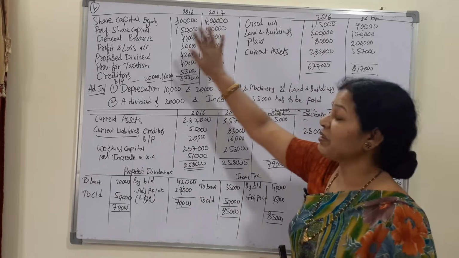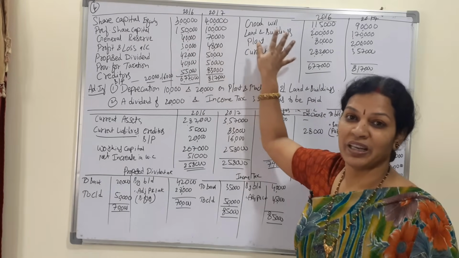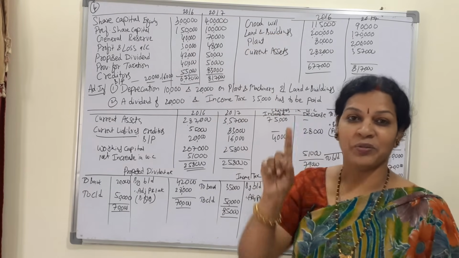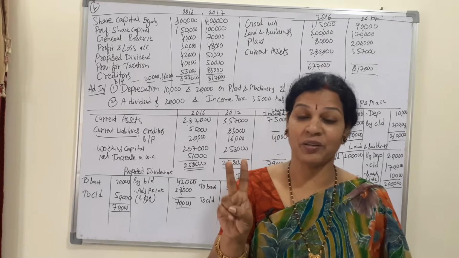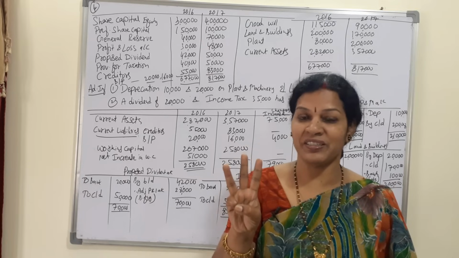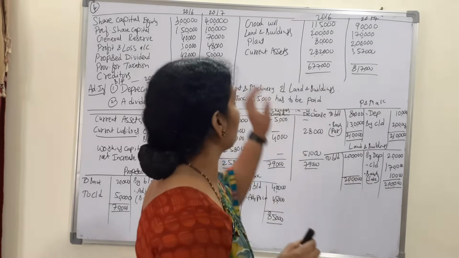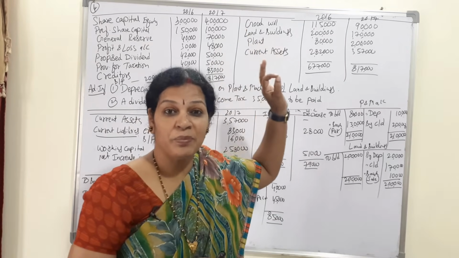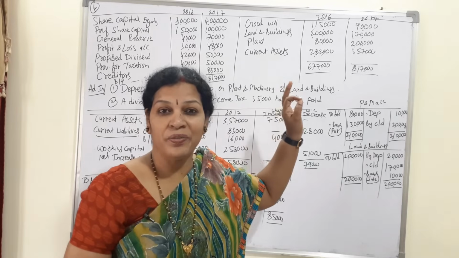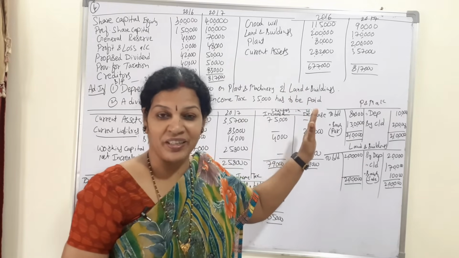So this is the problem given: 2016-17, two years' balance sheets are there. First you have to decide where each item comes: schedule of changes in working capital, adjusted P&L account, or fund flow statement. Now we'll see each and every transaction. Goodwill will be in the adjusted profit and loss account. Write-off of goodwill, we'll write it on the debit side.